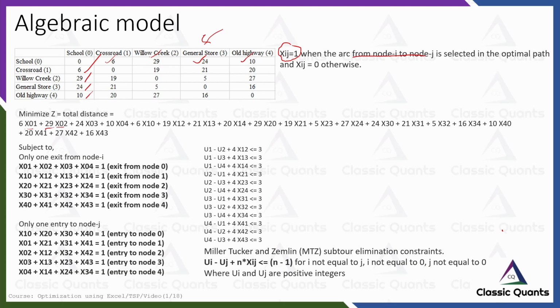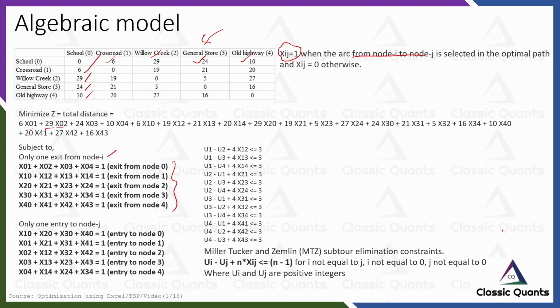Okay, now come to the constraints part. In the constraint part, there are basically three types of constraints. First of all, try to understand how these constraints are developed. So the first set of constraints is this.